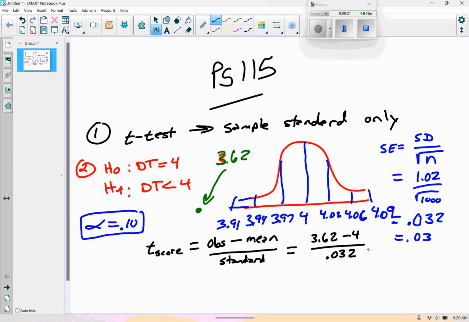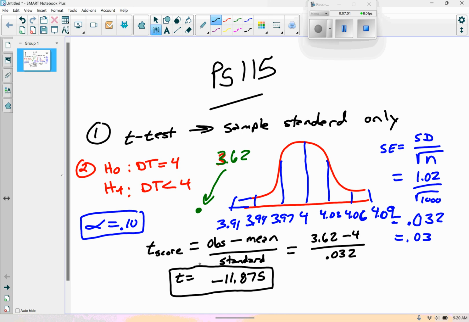If we're going to do that, if I go 3.62 minus 4, and then I divide that by 0.032, this is going to give me a t-score of negative 11.875. Okay. So, my friends, this is what we're going to plug into Desmos. Does everyone agree that that 3.62 of our sample is way far to the left from what we knew?